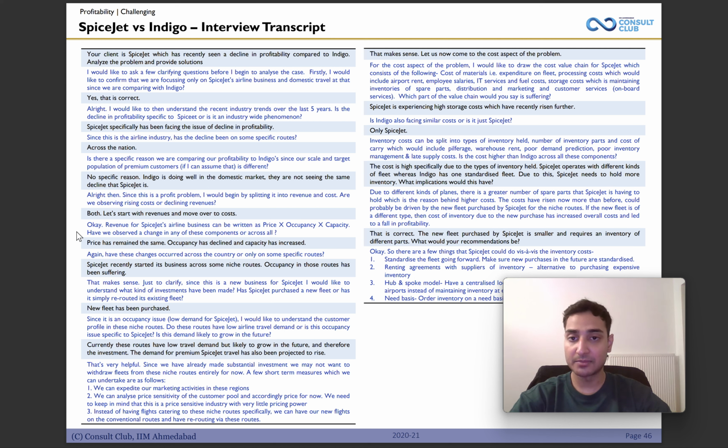Revenue of the SpiceJet airline business can be written as price into occupancy into capacity. Have you observed a change in any of these components or across all? So, a very important point. This is also a very good formula which can be used in industries such as the airline and hotel industry. The revenue will be a product of the average price of the ticket offered, the occupancy, and the capacity, which is the total number of seats SpiceJet has. So if it has 100 seats per flight, and on average 80 seats are full, the occupancy rate will be 0.8, and that is how you calculate the revenue of an airline.